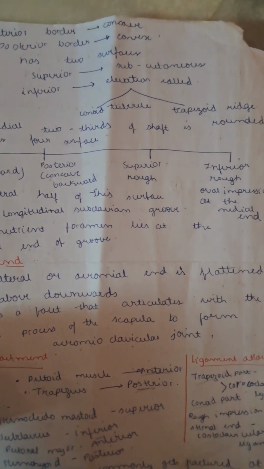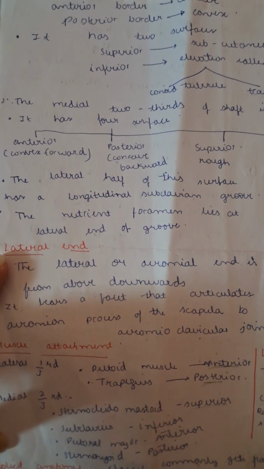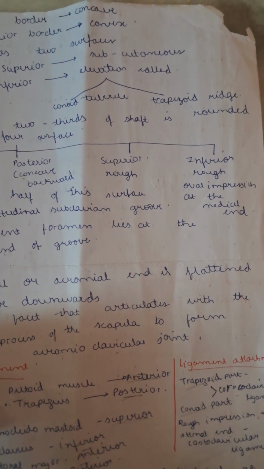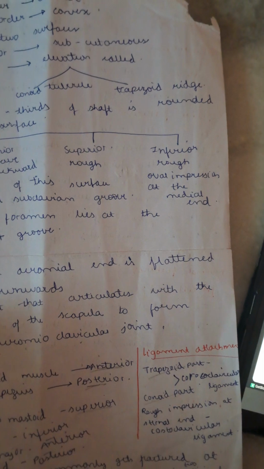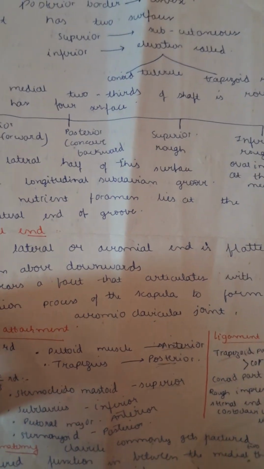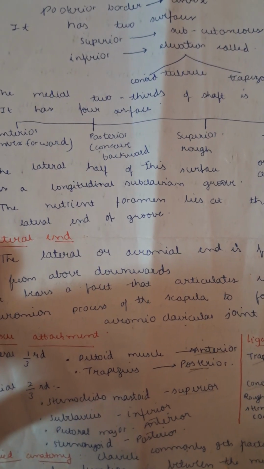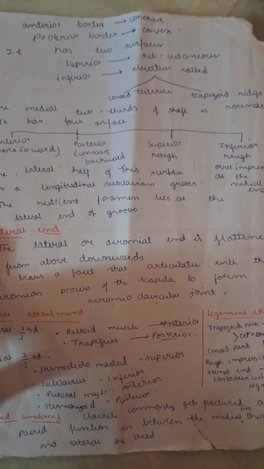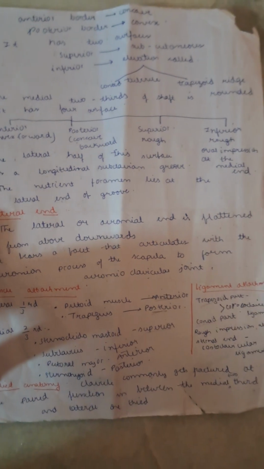And the medial 2/3 of the shaft is rounded and consists of four surfaces. Anterior, which is convex forward, posterior, which is concave backward, superior is rough and inferior is rough. And the inferior surface contains an oval impression at the medial end. The lateral half of the surface has a longitudinal subclavian groove. The nutrient foramen lies at the lateral end of this groove. Lateral end or acromial end is flattened from above downwards. It bears a facet that articulates with the acromion process of the scapula to form the acromioclavicular joint.